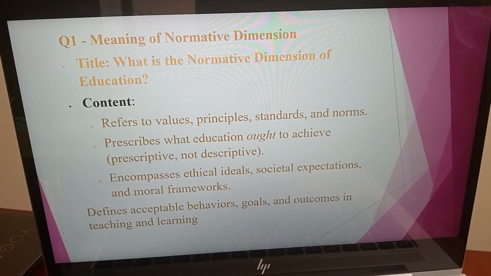So question one, let us look at the meaning of normative dimension, and in this slide we shall also be looking at what the normative dimension of education is. It refers to the values, principles, standards and norms that prescribe what education ought to achieve, that is prescriptive, not descriptive. It also encompasses ethical ideas, ideals, societal expectations, and moral frameworks. It also defines acceptable behaviors, goals, outcomes, teaching, and learning.